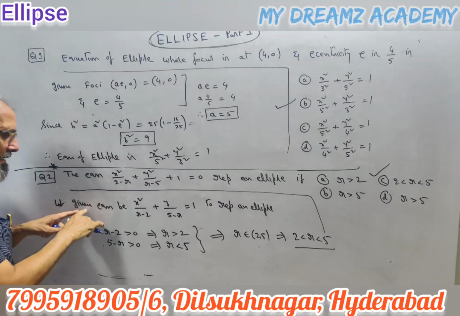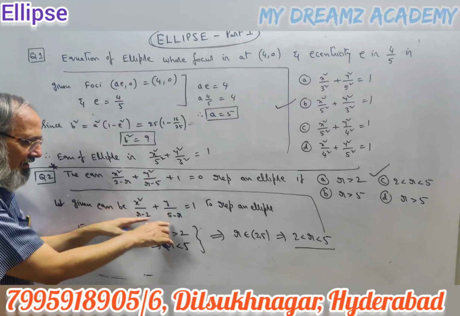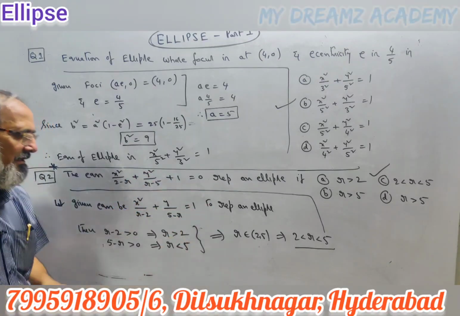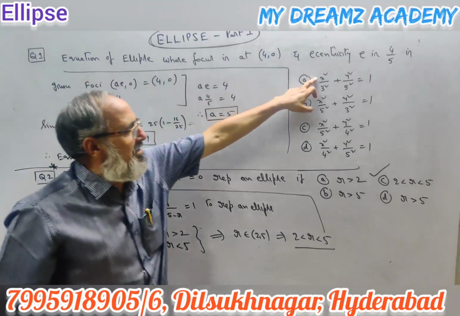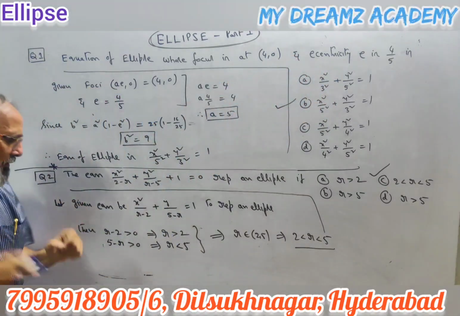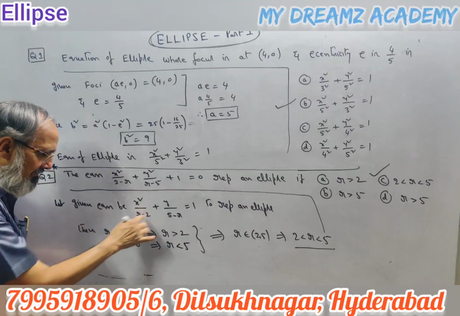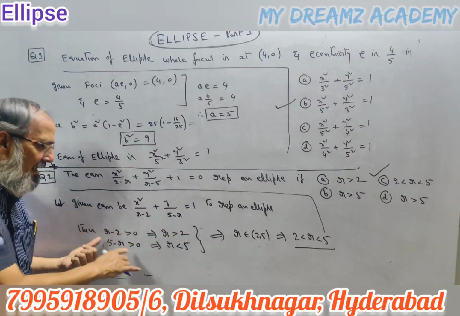That comes what? Given equation x square by r minus 2, y square by 5 minus r, that one as it is. Once it is the standard equation of ellipse, according to the known fact of denominator part, x square by A square, y square by B square, A square and B square must be positive. So if this represents an ellipse, this r minus 2 should be greater than 0, means r is perfectly greater than 2.